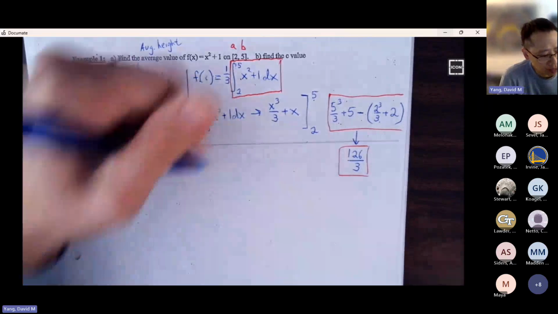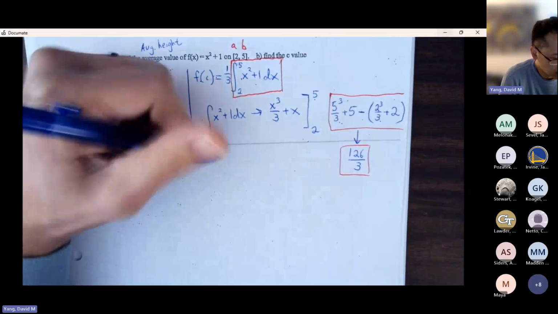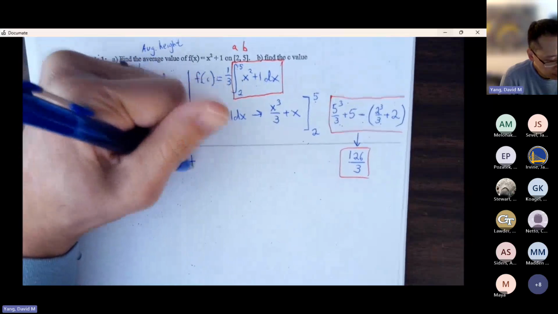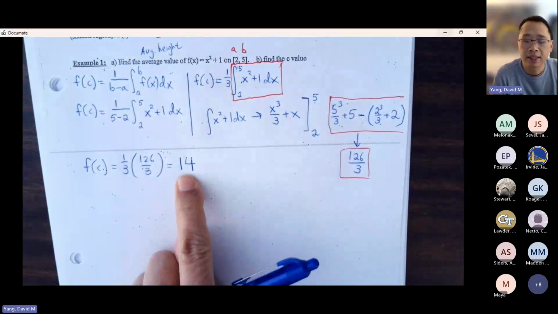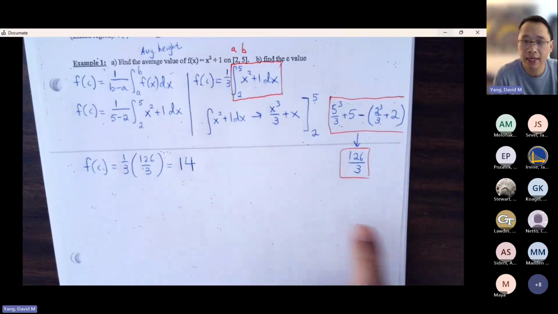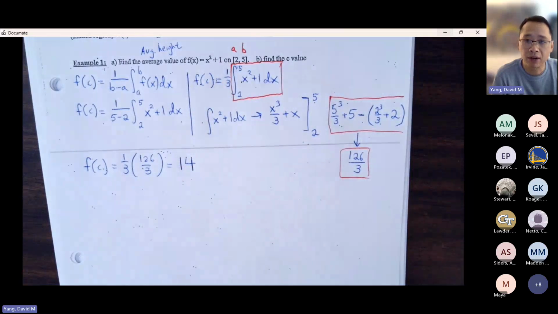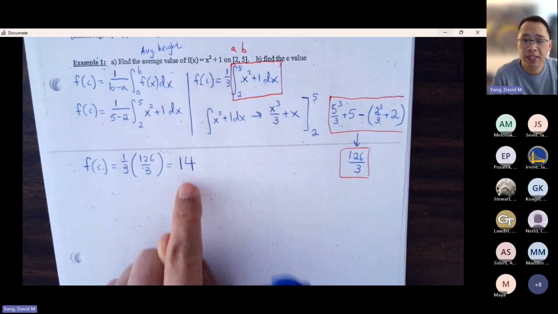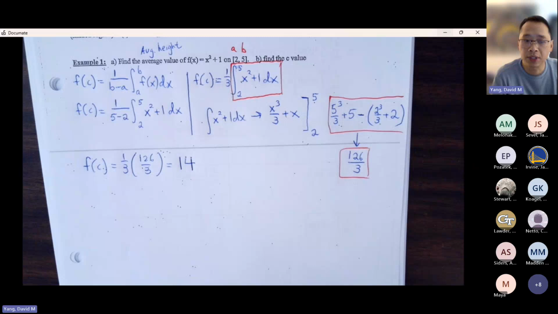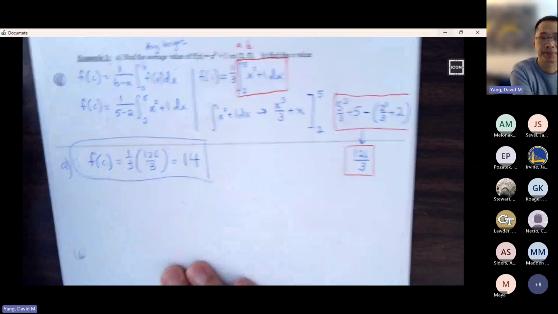And this ends up giving me a nice whole number. It may not always, it may give me a decimal value, which is fine, but this is telling me the 14 is now this is my average height. So across all my different heights across on this curve from 2 to 5, if I were to average out all those y values, the average height amongst all those y values will be 14. That's part A.